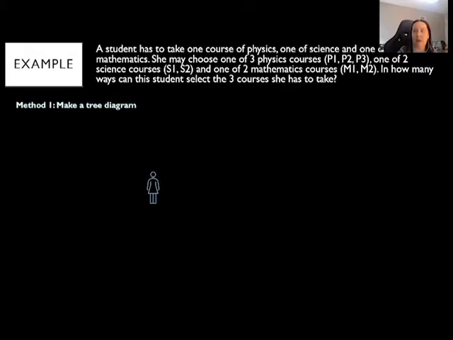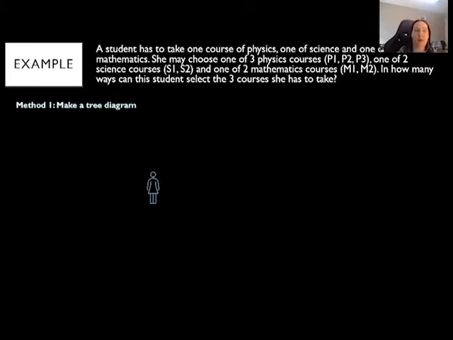She may choose one of 3 different physics courses, so we're just calling those P1, P2, and P3. One of 2 different science courses, so S1 and S2, and one of 2 mathematics courses, M1, M2. And how many ways can this student select the 3 courses she has to take?